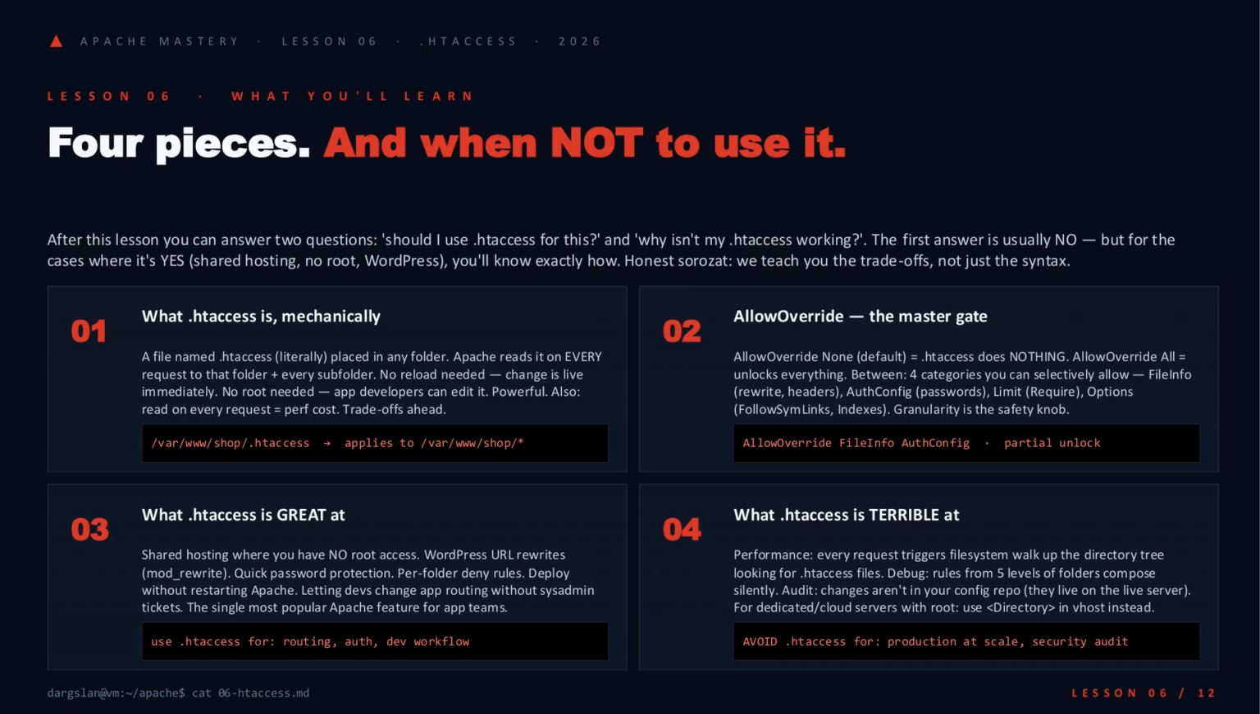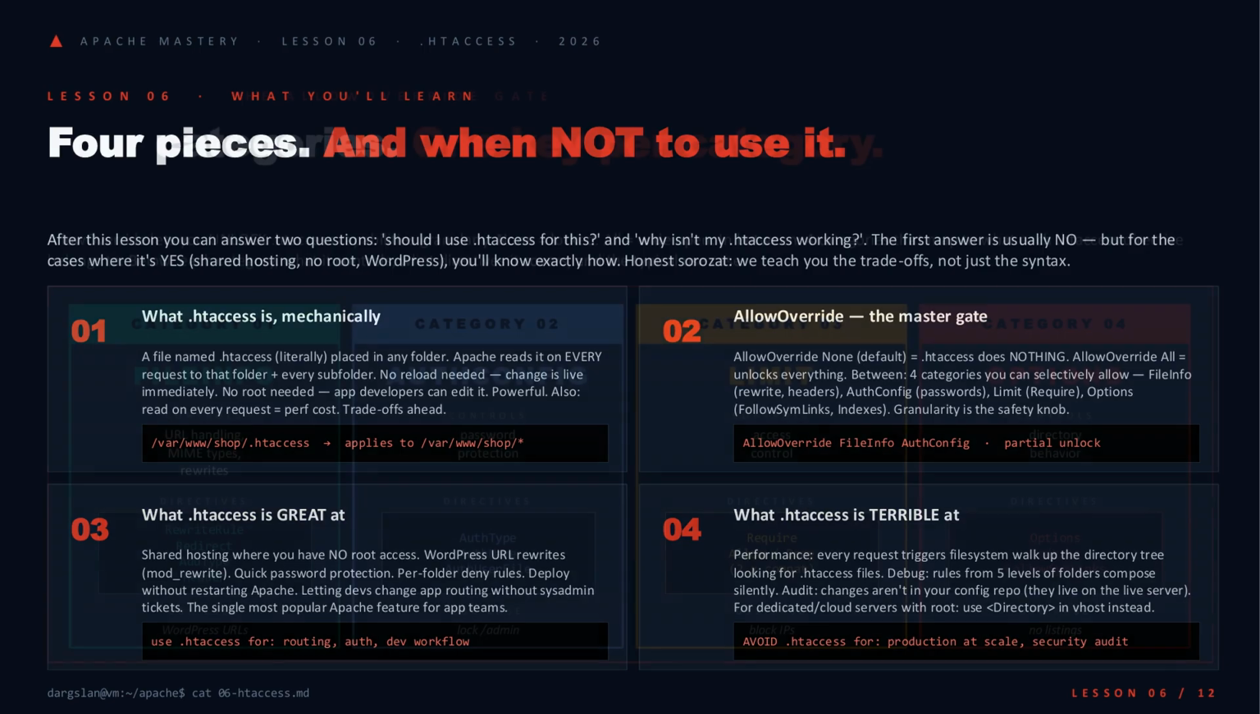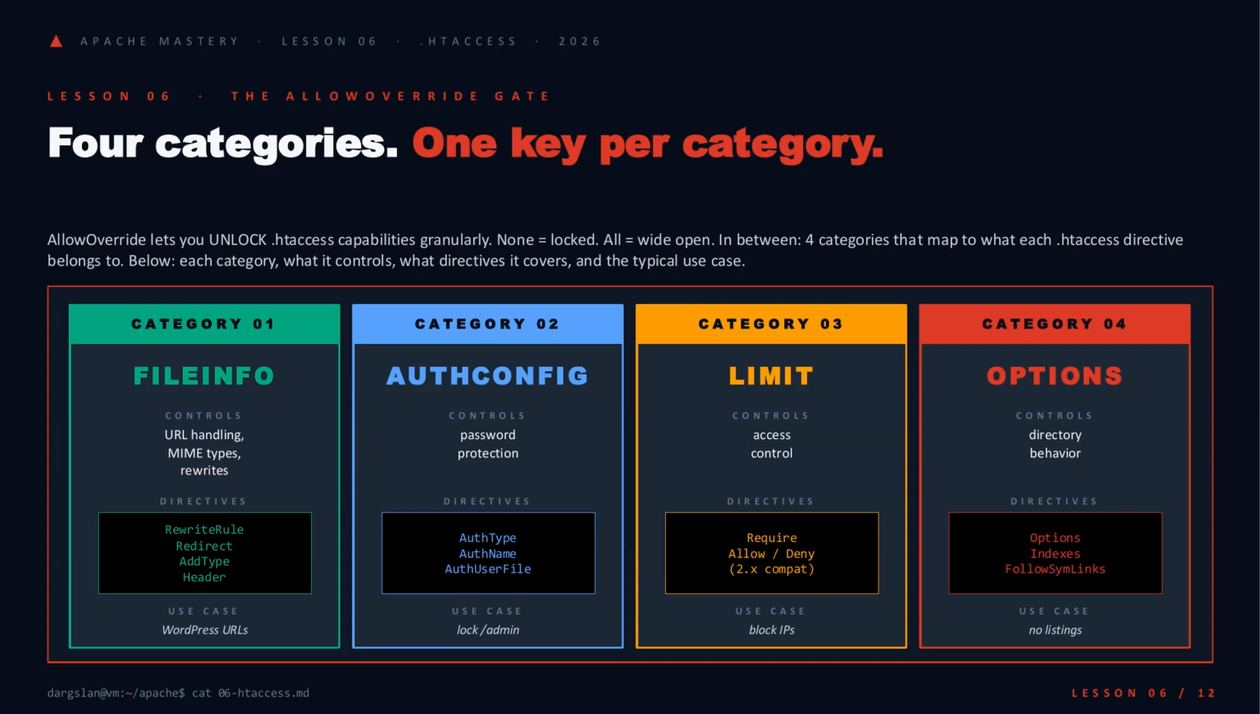Third, where it shines: shared hosting, WordPress rewrites, dev-controlled routing. And fourth, where it quietly wrecks you: performance, debugging across nested folders, and config that lives on the server instead of your repo. By the end, you'll know when the answer is yes, and when it's a hard no. So, let's open that gate.